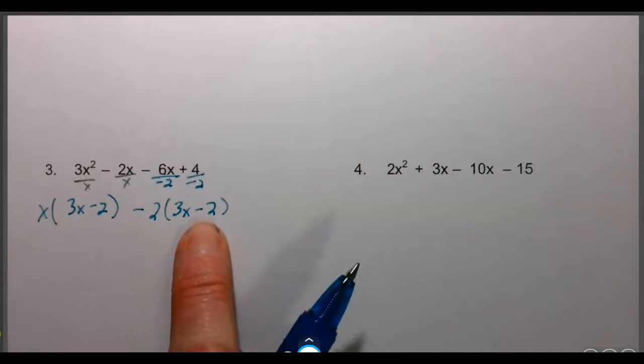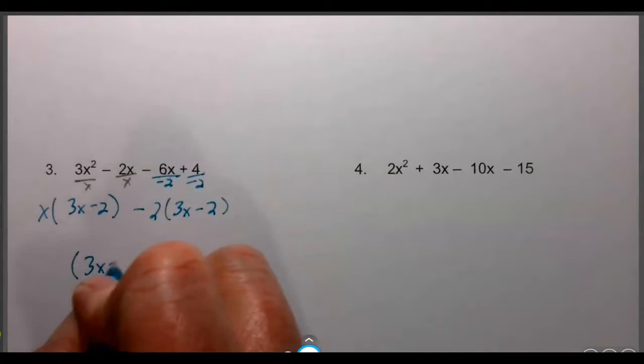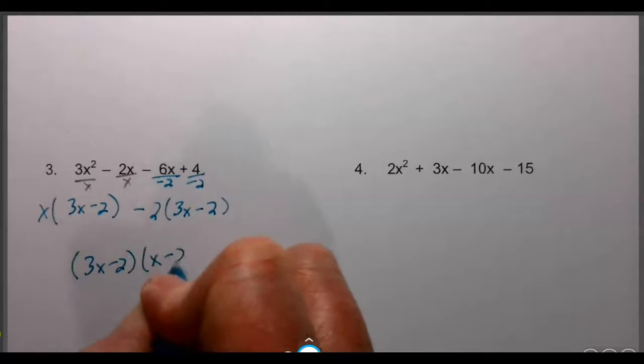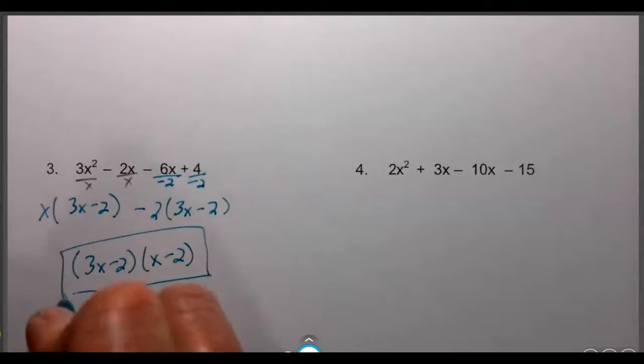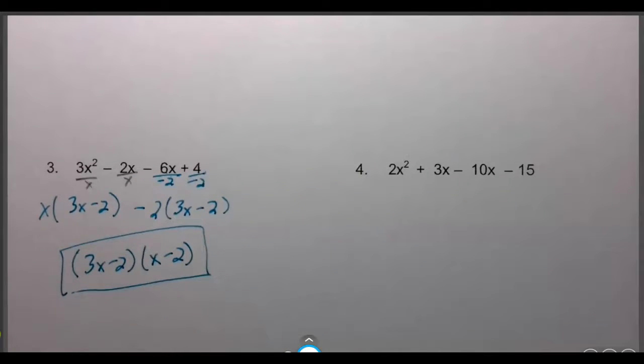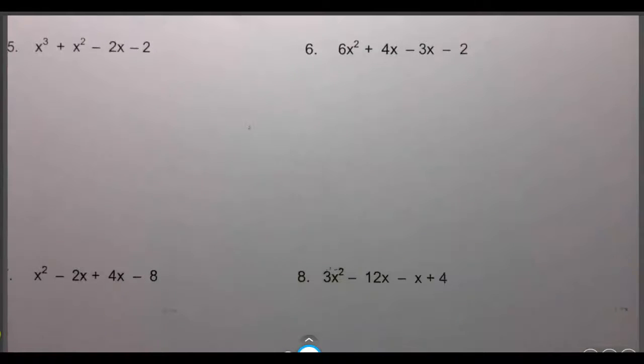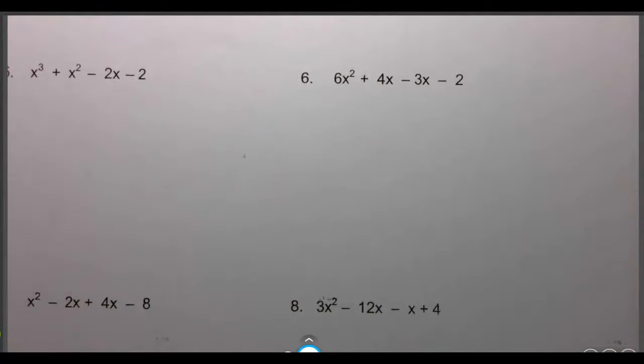Ta-da! And what we have in parentheses is the same. So our greatest common factor is 3x minus 2. What do we have left? X minus 2. Okay, questions? Okay, I'm going to do another one down here, number 6. I'm going to do number 6, and then I'm going to let you do the rest on your own.